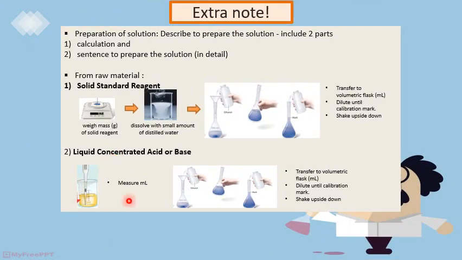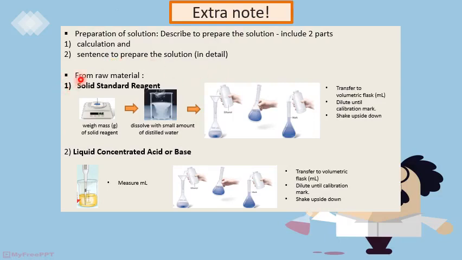Okay, extra note for preparation of solution. When you answer a question on preparation of solution, describe how to prepare the solution, including two parts. Okay, one, you do the calculation. Either you calculate the mass or you calculate the volume. If the preparation is from a solid, you calculate the mass. If the preparation is from a liquid, you calculate the volume. And then write the sentence to prepare the solution in detail.